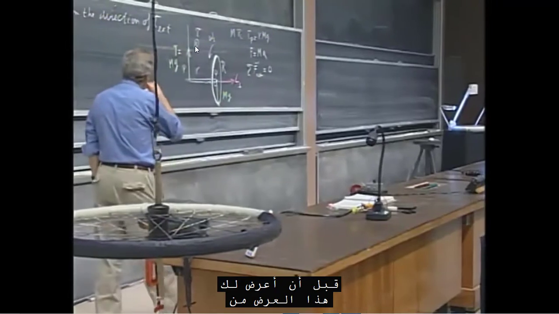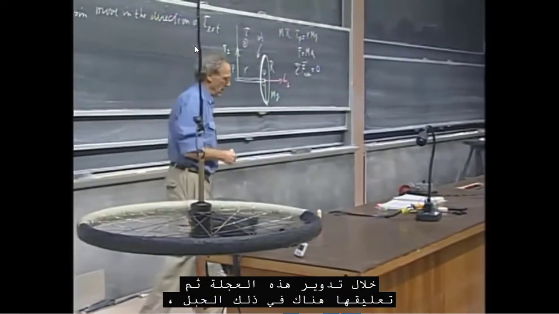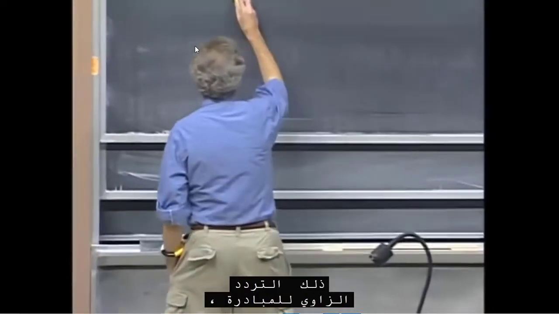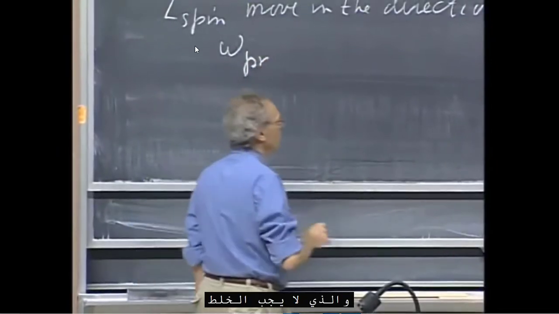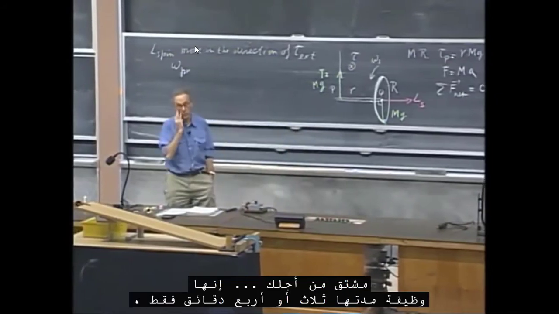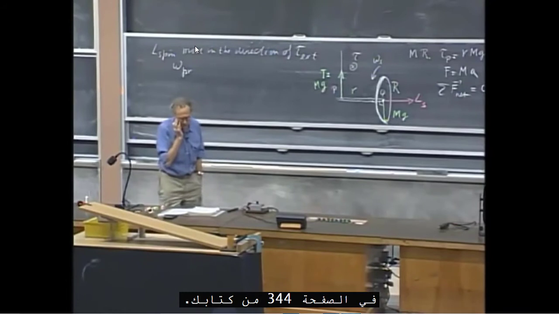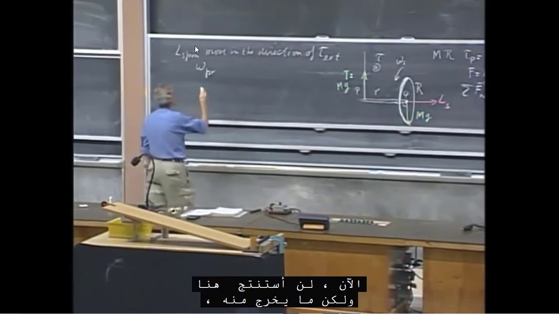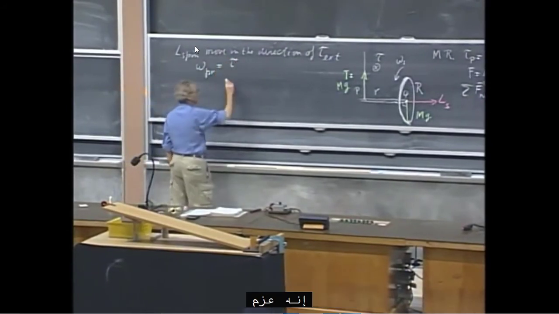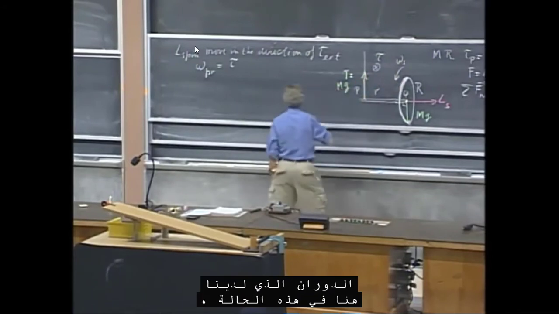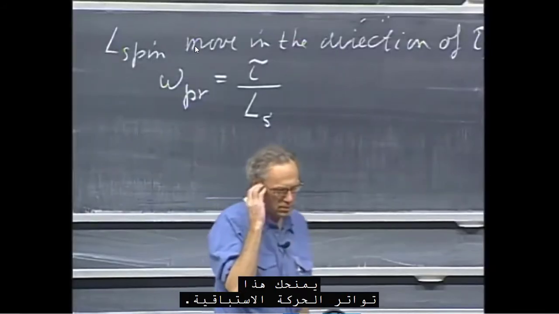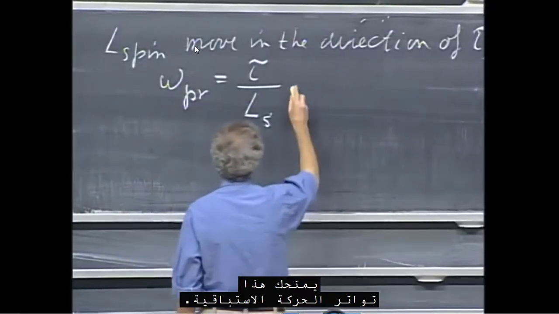Before I show you this demonstration by spinning this wheel and then hanging it there in that rope, I want to mention that the angular frequency of the precession, which should never be confused with the angular frequency of spinning, is derived for you, it's only a 3 or 4 minute job, on page 344 in your book. I will not derive it here, but what comes out of it is that it is the torque, the one that we have here in this case, divided by the spin angular momentum. That gives you the frequency of the precession.